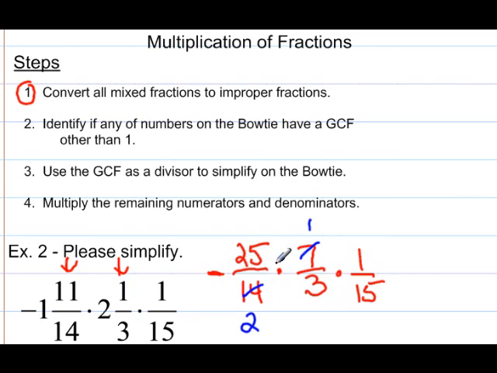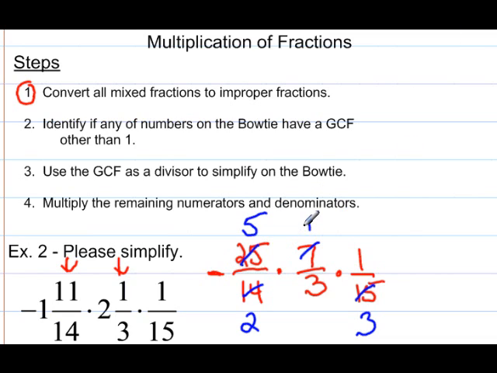Now, the one reason I gave you in this example 3 fractions was to show you that you can actually put the bow tie anywhere you want. Because of the commutative property, you can change the order here. So if you notice, 25 and 2 don't have a GCF, but 25 and 15 do, so you actually can do a simplification there. So what is the simplification for that? Well, their GCF is 5, so you divide 15 by 5 and get 3, and 25 by 5 and get 5.